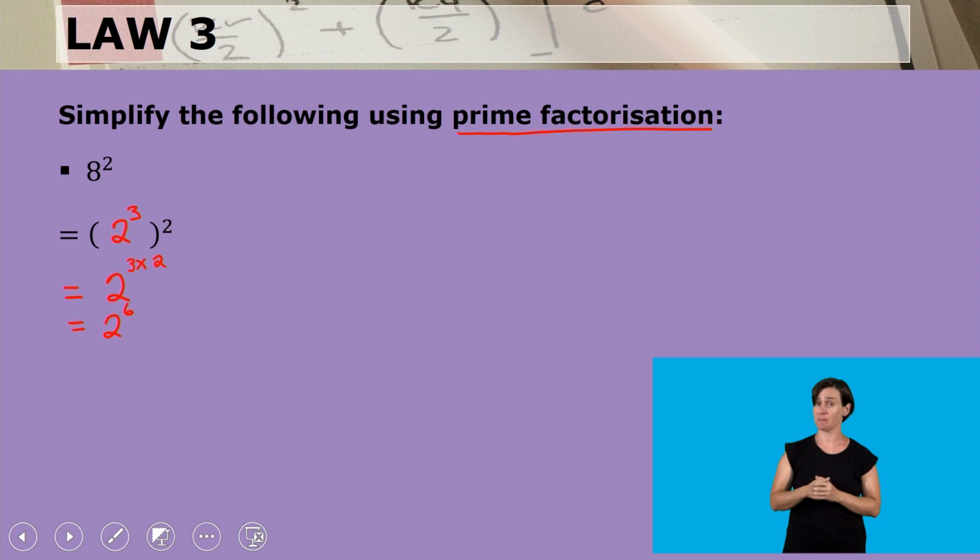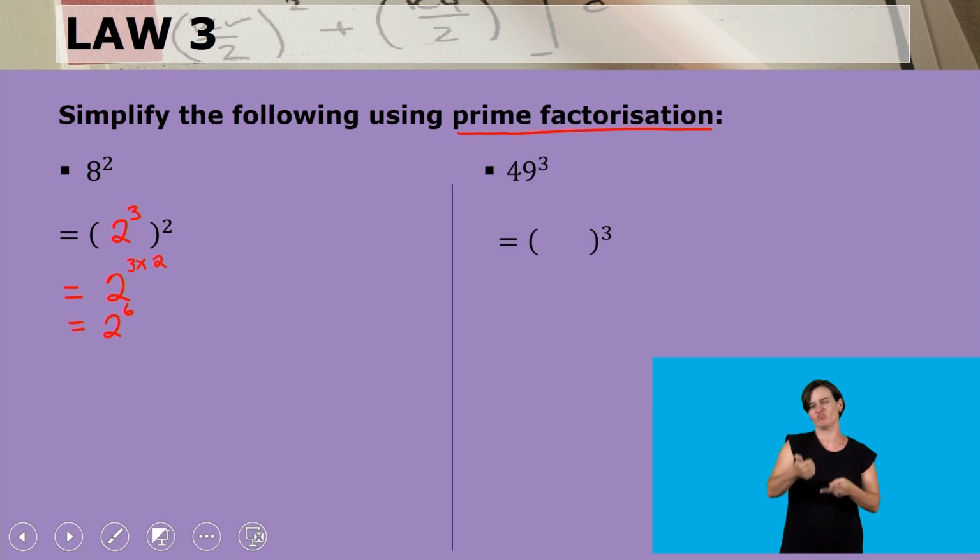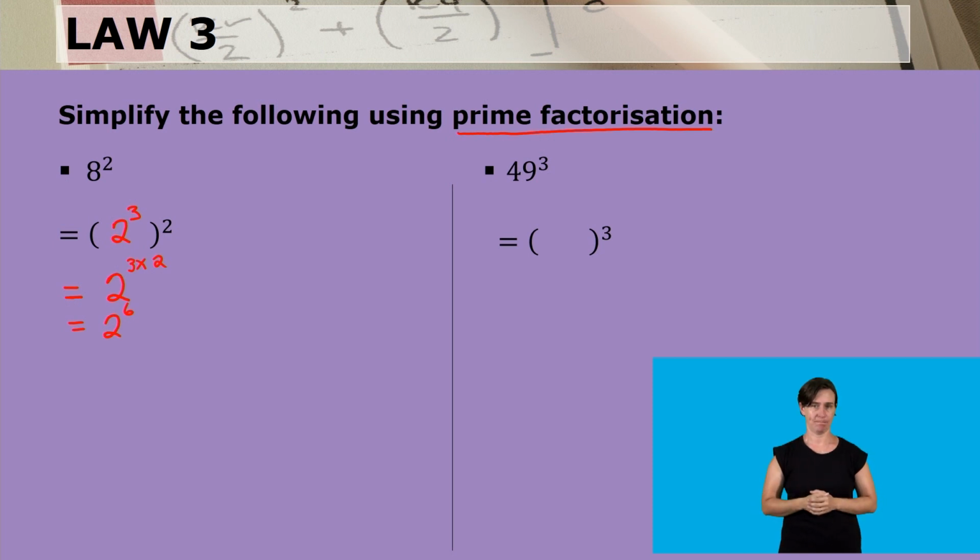I hope you did. Let's look at this next one here, where we have 49 exponent 3. Now we know that 49 can be simplified to 7 squared. So now we have a power raised to an exponent of 3. So we have 7 squared raised to an exponent of 3. That is going to be our base 7, 2 multiplied by 3, and our answer is going to be a 7 and an exponent of 6.